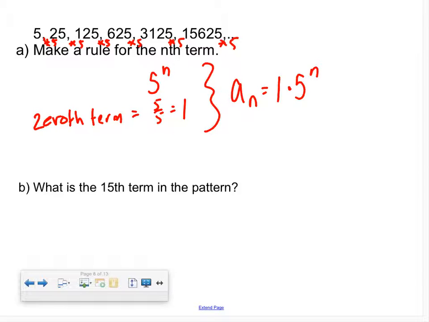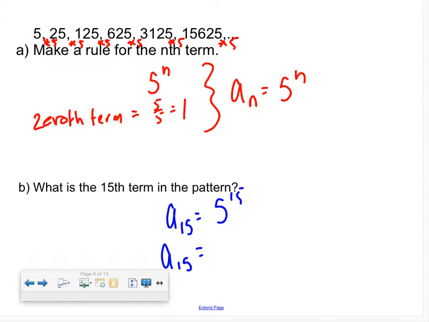Now, do I have to have, in this case, the 1 there? No, I actually don't. So I can get rid of that and just have it 5 to the n. What's the 15th term? So a sub 15 equals 5 to the 15th power. Gets me something really big. We got 30 billion 517 million 578,125.